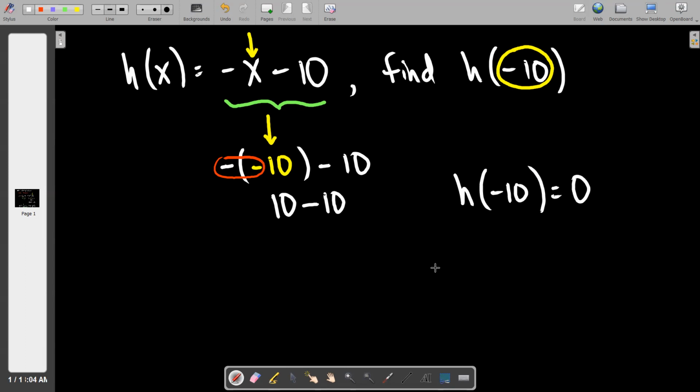Say, like, what's the answer? The answer is 0. But this is our statement. It's kind of like at the end of an equation, like we did at the beginning of the year, how we would always say x equals 4, y equals 2/3, stuff like that. We say h of negative 10 equals 0. Got it?